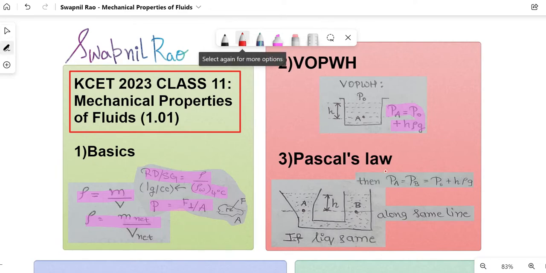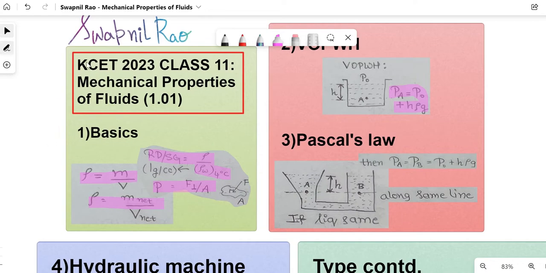Next one would be Pascal's law. So the actual law would be in your NCERT. So it's something about the pressure being distributed equally in a confined liquid along the line. So I've just drawn the visualization of it. So let's say there is this kind of a contraption, and we have to note that the condition over here is that the liquid should be the same in this part and this part.